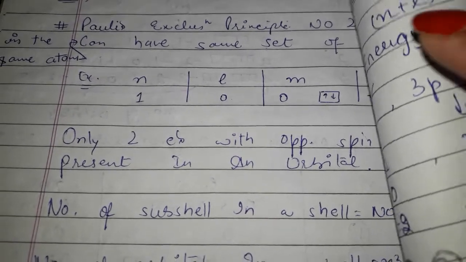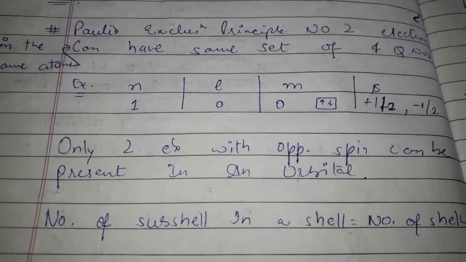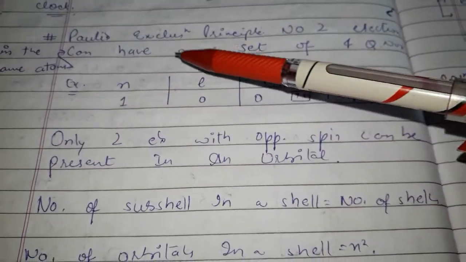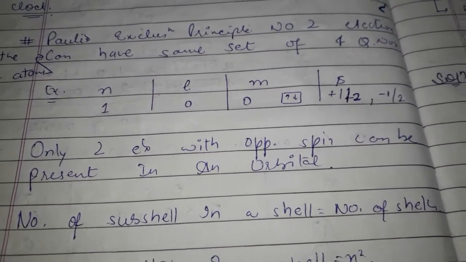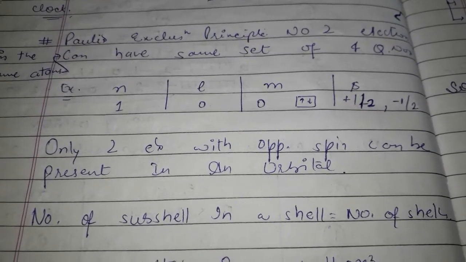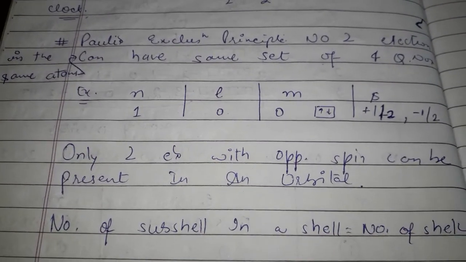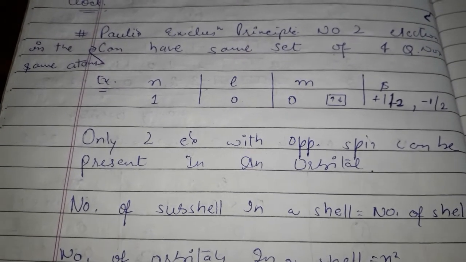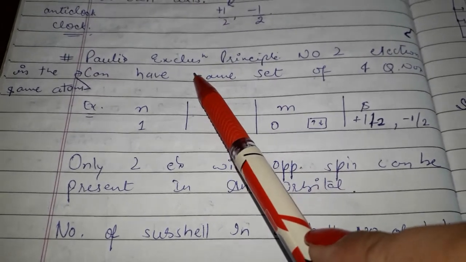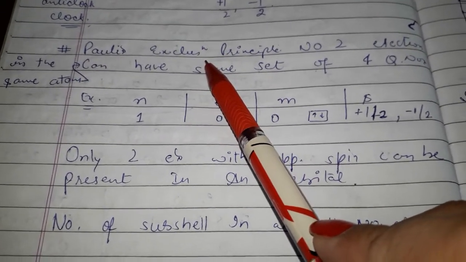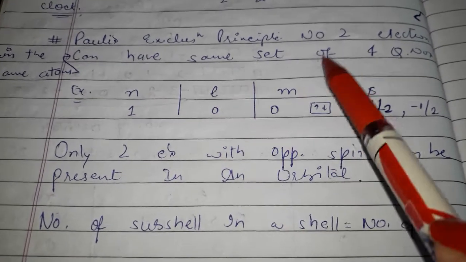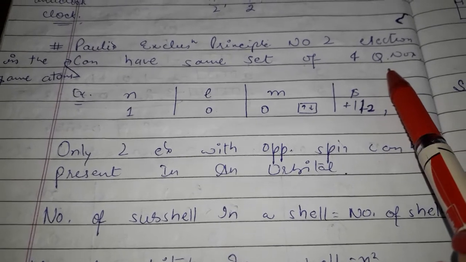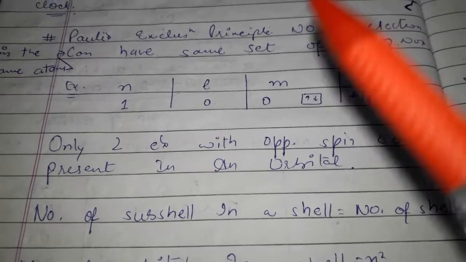According to Pauli's exclusion principle, no two electrons in the same atom can have the same set of four quantum numbers. As we already know, there are four quantum numbers: the principal quantum number, azimuthal quantum number, magnetic quantum number, and the spin quantum number. That is, there will be no equal values of all four quantum numbers for any two electrons.